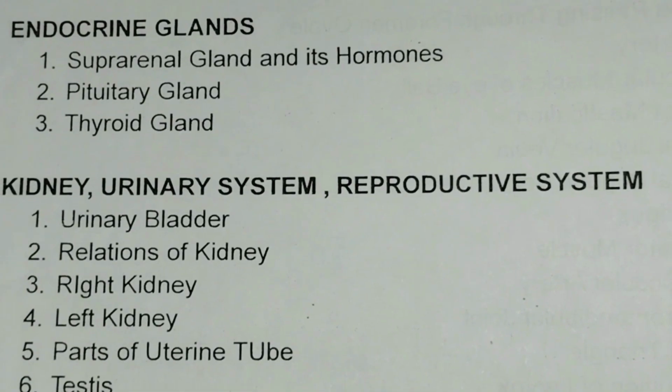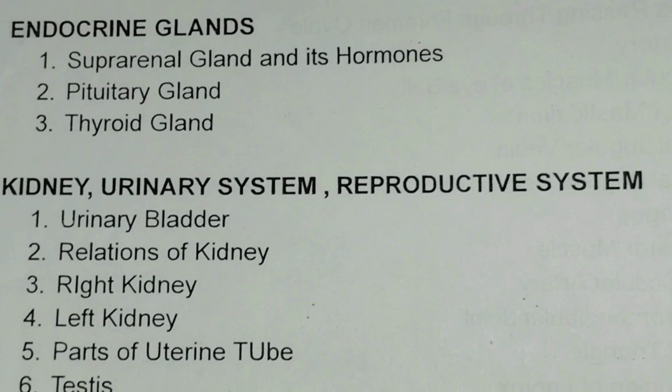Now I'm gonna tell you about important topics in the endocrine glands. The first topic is suprarenal gland and its hormones. Second one, pituitary gland. Third one, thyroid gland. Now we have next topic, that is kidney, urinary system and reproductive system. In these topics the important subtopics are: first one, urinary bladder.